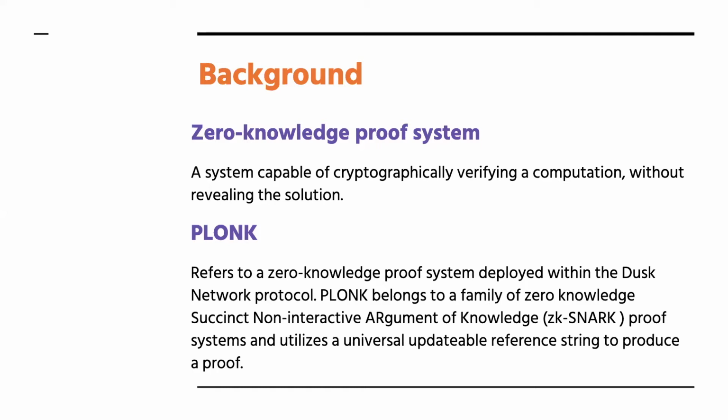And the zero-knowledge proof system we're using is PLONK. This is a zero-knowledge proof system deployed in the Dusk network protocol, and it belongs to a family of zero-knowledge succinct non-interactive arguments of knowledge, or as you will better know them, snarks. They are proof systems, and this particular one is universal. It's got a universal and updatable reference string, that is, the public parameters, or that particular trusted setup everyone talks about.